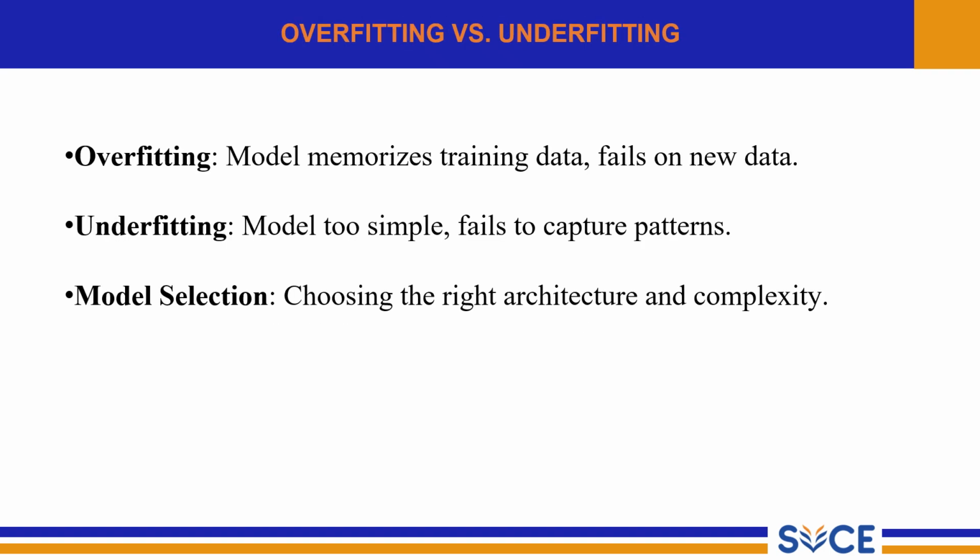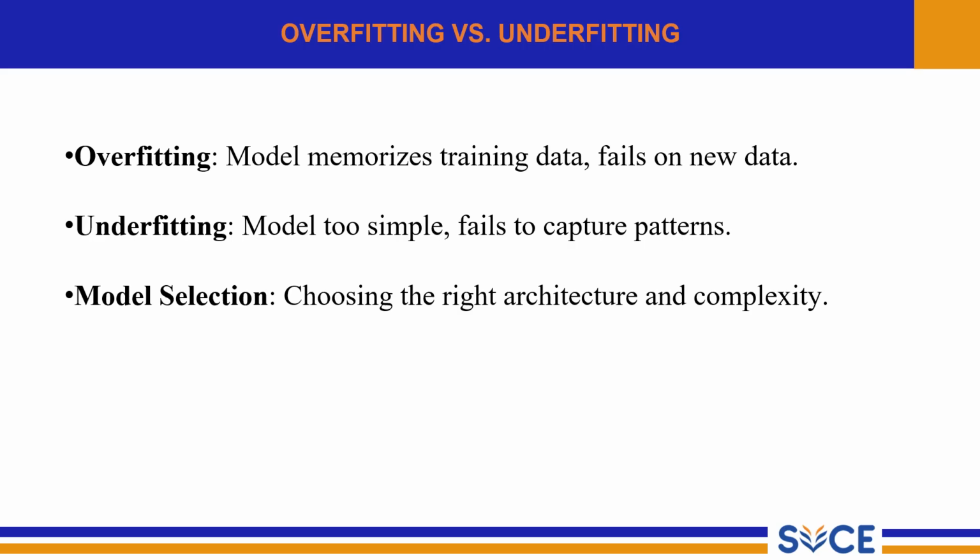Then the next topic is overfitting and underfitting. Let's start with overfitting. Overfitting happens when a model memorizes the training data too well, even the noise or outliers. As a result, it performs brilliantly on known data but fails miserably on new or unseen data. For example, a student who memorizes the answers without understanding the concepts.